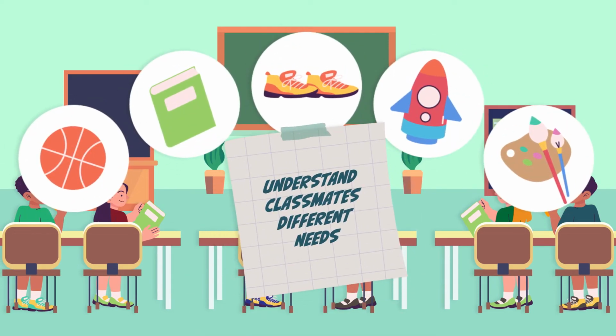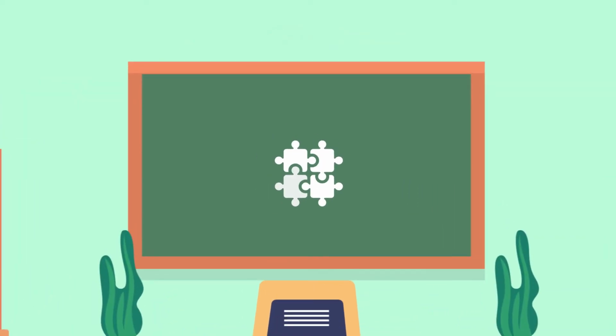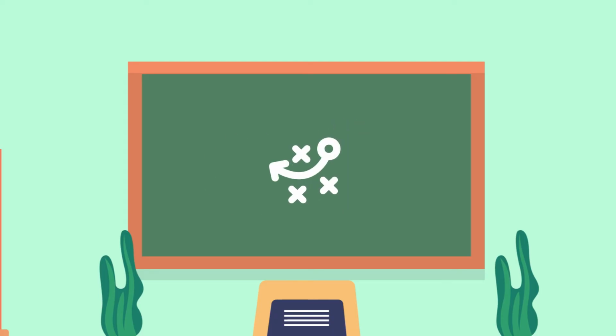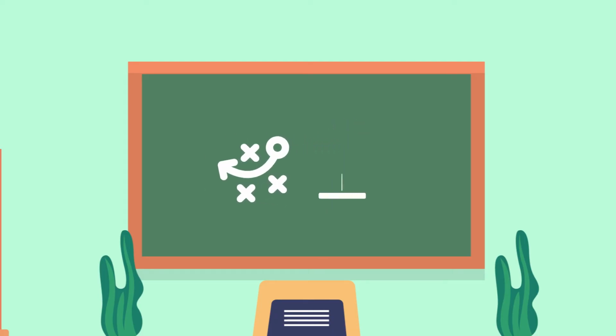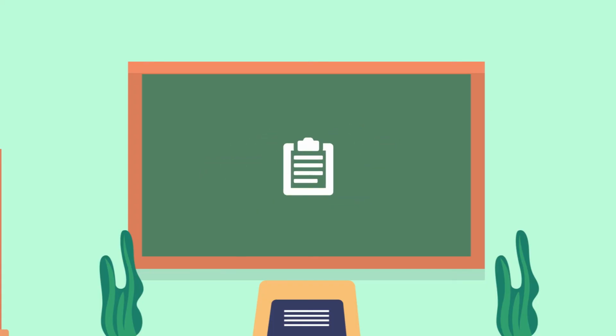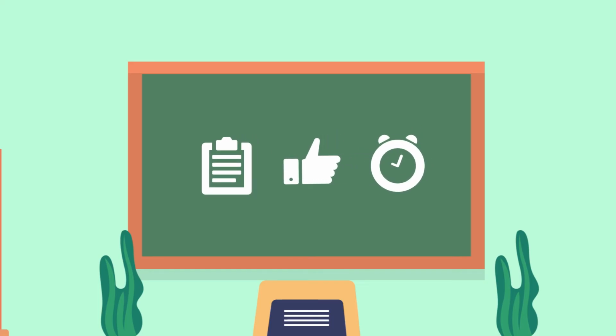Other examples of differentiating the environment include providing materials that reflect a variety of cultures and home settings, setting out clear guidelines for independent work that matches individual needs, developing routines that allow students to get help when teachers are busy with other students and cannot help them immediately.